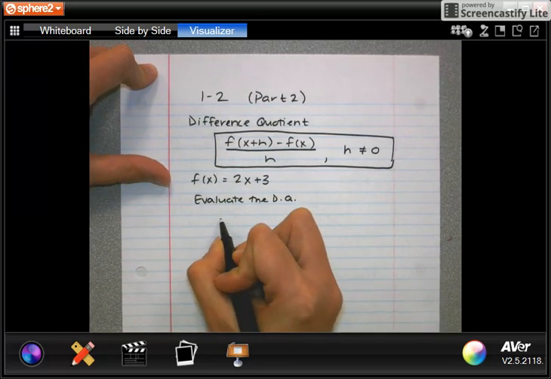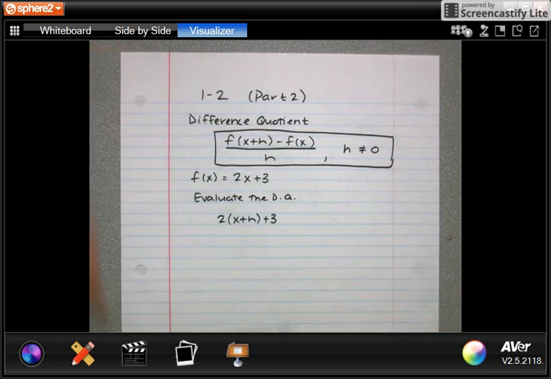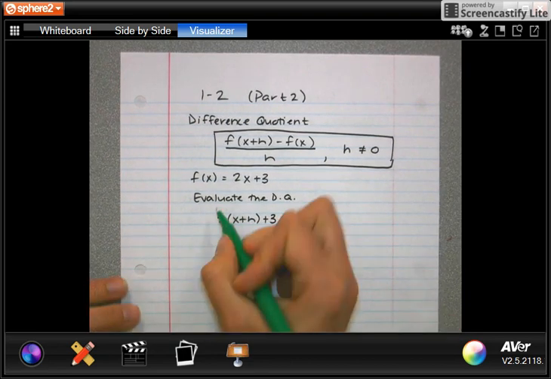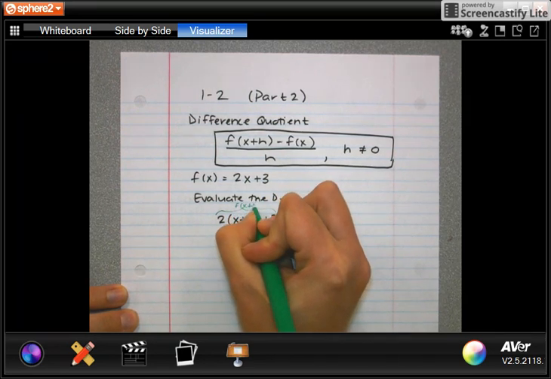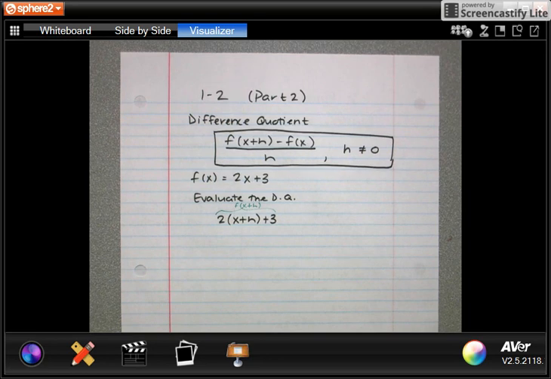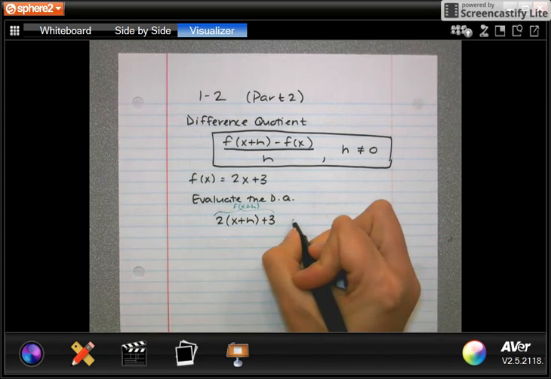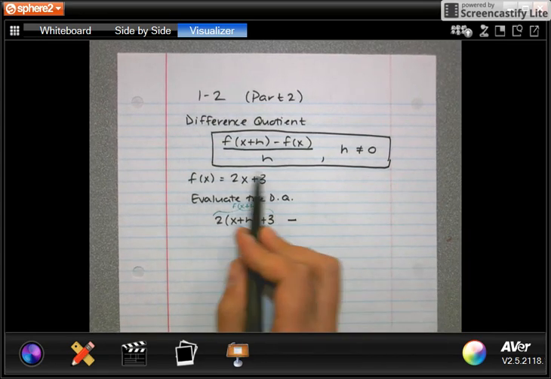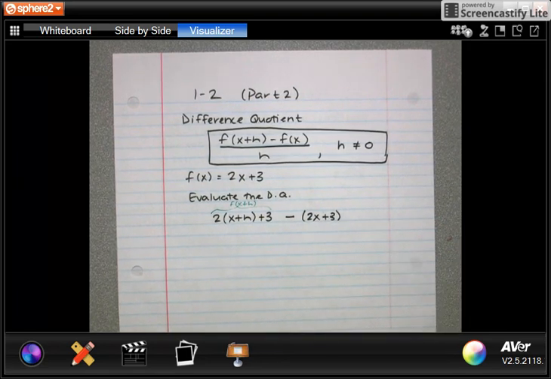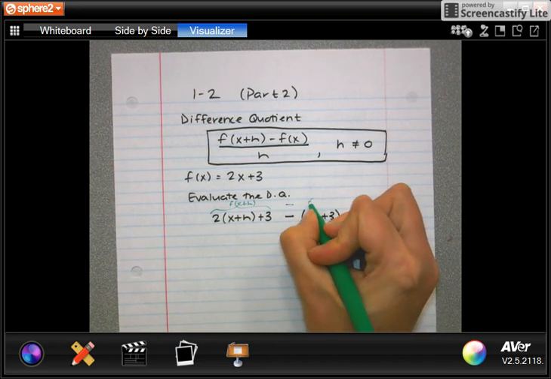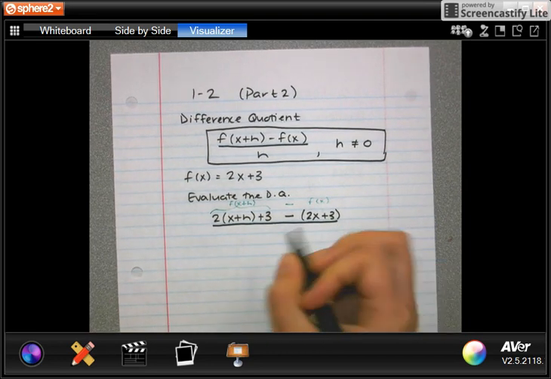So f of x plus h becomes 2 times x plus h, plus 3. This whole piece right here, this is f of x plus h. All I did was I replaced all the x's with x plus h. Then we're going to subtract away f of x. F of x is right here. I'm going to subtract away the whole thing, and you do that with parentheses. So right there, I just did subtracting f of x. And then it's all going to be divided by h.